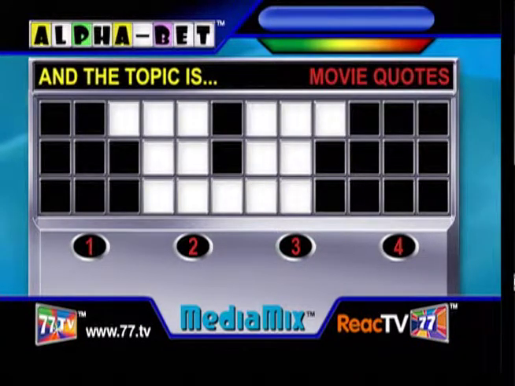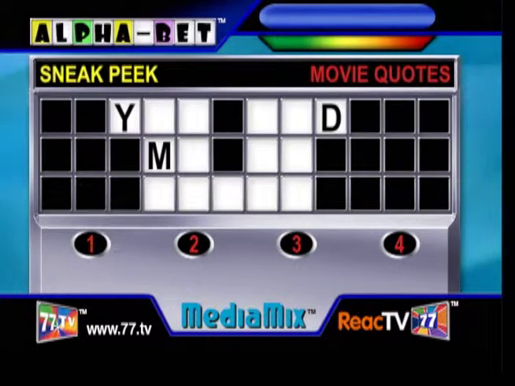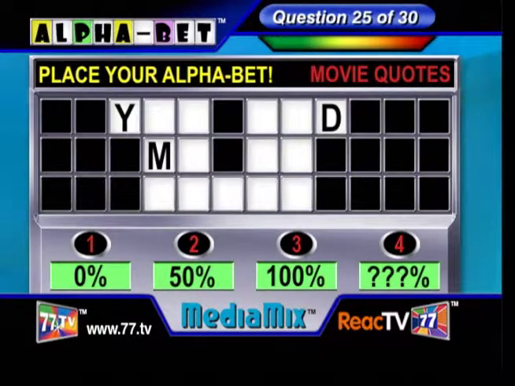The first is a category clue, a taste of the topic this puzzle covers. For example, if the hidden phrase was "Where's the beef?", the category clue might be classic ad line. The second hint you'll get is a sneak peek where we reveal just a few of the hidden letters. This is a really good moment to decide how confident you're feeling about solving this puzzle, because guess what? Suddenly, it's betting time.